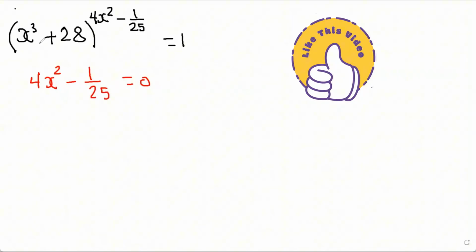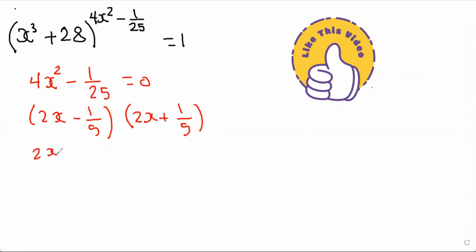Now, to factor this, we just open two sets of brackets, square root the 4x squared, and we get 2x. So that's brackets 2x minus, and the square root of 1 over 25, which is going to be 1 over 5. And then we write the same thing again, except we put plus in the middle instead. And all of that equals 0. So now we know 2x will equal 1/5, or 2x will equal negative 1/5.